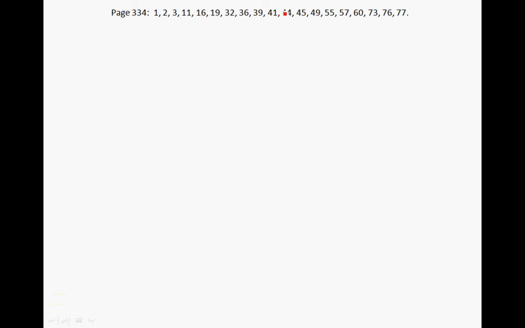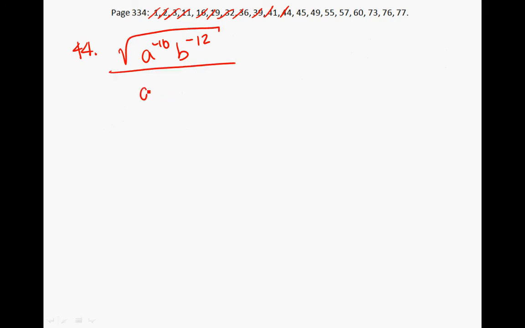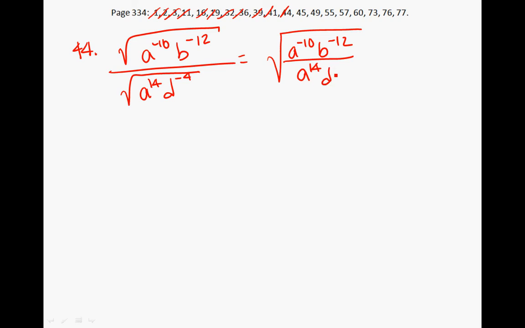Okay, so we are now on 44. So we have, for that problem, a negative 10, b negative 12, all over a to the 14th, d negative 4. Okay. First thing we're going to do is combine into a single square root. So we have a negative 10, b negative 12, a 14, d negative 4. And then we want to write this as a single thing, not with the fraction there. So I'm going to put everything in the numerator.